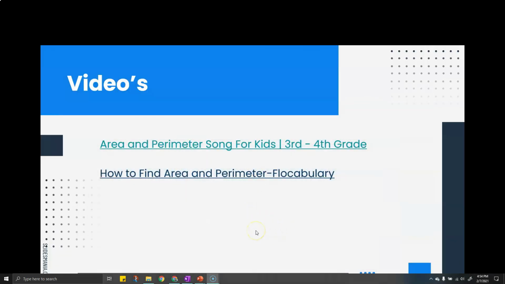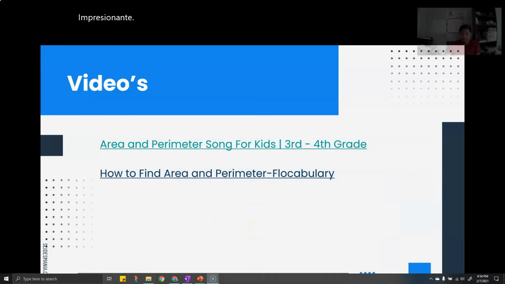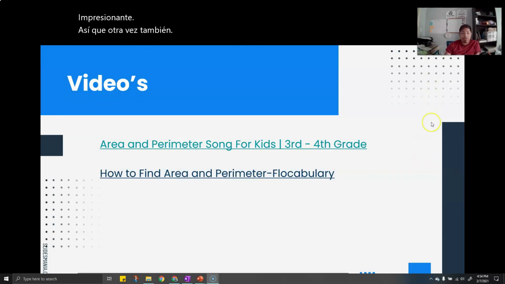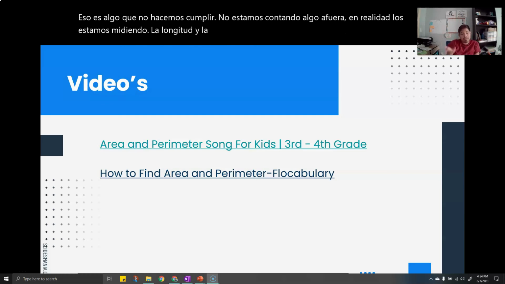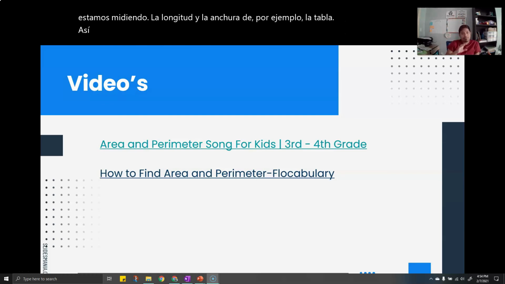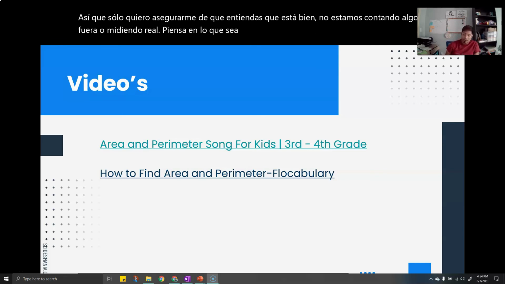Awesome. So, just again to repeat what I was saying, they were counting the chairs around the tables, and that's something we don't do in 4th grade. We're not counting something outside. We're actually measuring the length and width of, for an example, the tables. So I just want to make sure that you understand that, okay? We're measuring the actual length of whatever the figure is, whether it's the rectangle or triangle.